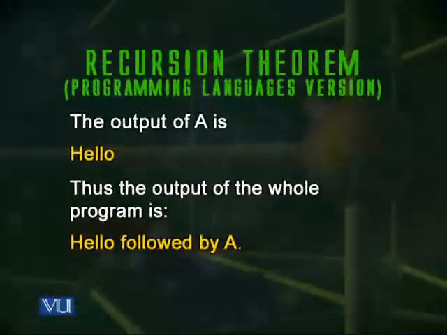Let's run this program and see what will be printed. So if we run this program, what will be printed on the screen? Well, the function A is not going to print anything except hello, and the function B ends up printing the function A. So what will be printed on the screen is hello followed by the description of the function A.